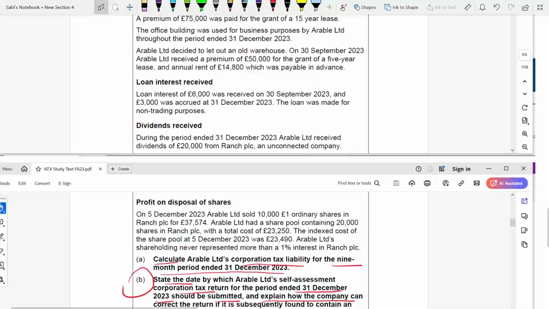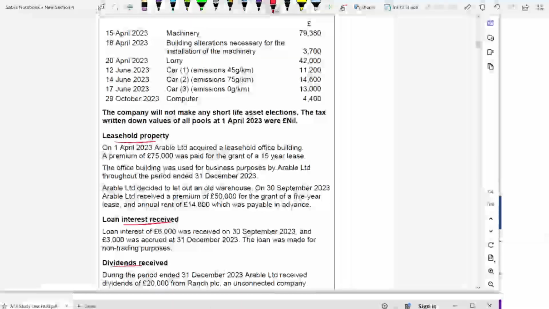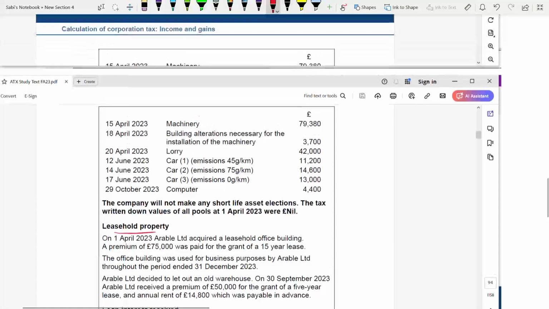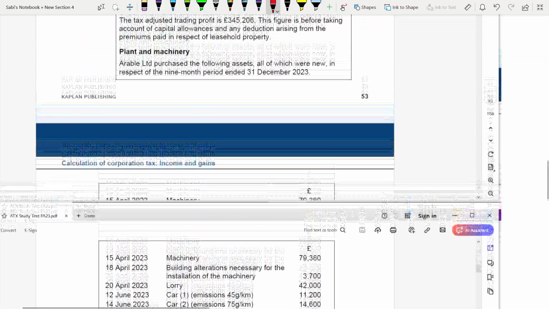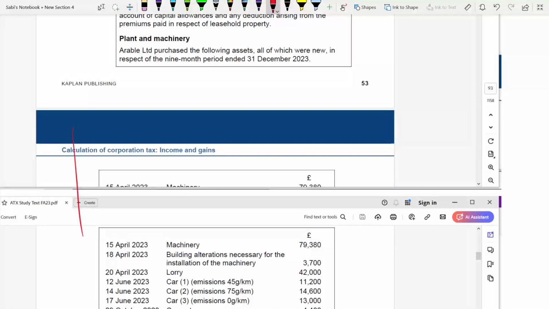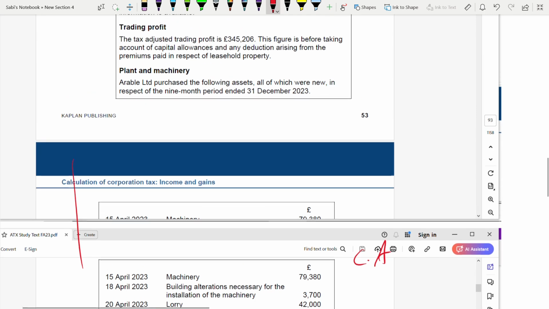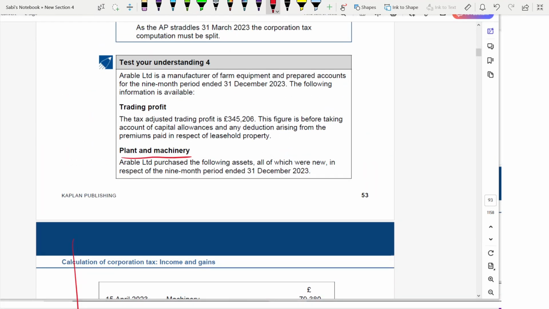So you have dividends received, profit on disposal of shares, loan interest received, different types of income you see, leasehold property. Company will not make any short life asset election. Tax written down value of all the pools is nil. Okay, this is for capital allowances. They have given you this table. Calculate capital allowance. This is how they normally give it. They don't give you the capital allowance, you have to calculate it, and the trading profit. Okay, so they are preparing accounts for 9 months. Remember to time apportion. Trading profit is 345,206 before taking capital allowance and any deduction; this figure is given.